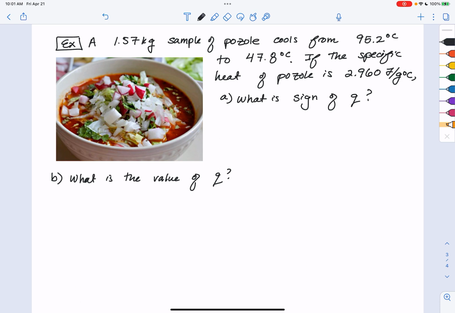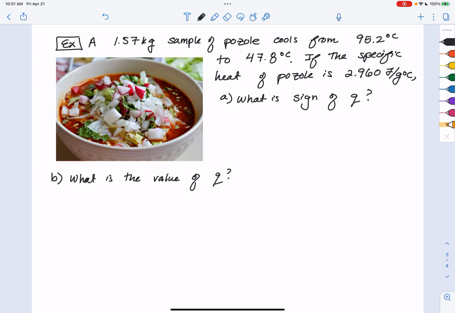We're again practicing how to calculate heat using our Q equals mc delta T equation. So let's look at kind of a more fun example than just thinking about heating water. I have a 1.57 kilogram sample of pozole, which is cooled from 95.2 degrees Celsius to 47.8 degrees Celsius. So you've got some soup, it's too hot, and you let it cool. If the specific heat of pozole is 2.960 joules per gram degree centigrade, then let's answer these following questions.